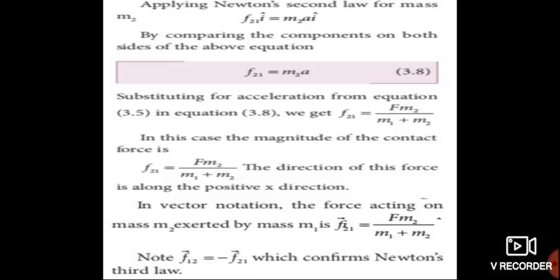Substituting the acceleration F divided by m1 plus m2 in this equation, F21 is equal to F m2 divided by m1 plus m2. In this case the magnitude of the contact force F21 is F m2 divided by m1 plus m2. The direction of the force is along the positive x direction. In vector notation, the force acting on mass m2 exerted by mass m1, F21 vector, is equal to F m2 divided by m1 plus m2. Note F12 is equal to minus F21 vector, which confirms Newton's third law.